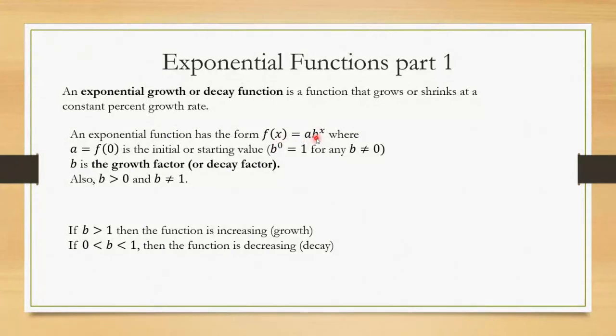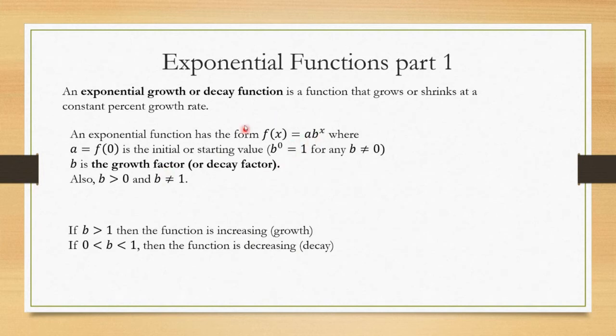For b, though, that's our base. It's also called the growth or decay factor. It turns out that b has to be positive, and it can't be 1. If b was 1, then you would have a times 1 to the x. But 1 to anything is just 1, so that wouldn't be very interesting. It would be just a constant function.